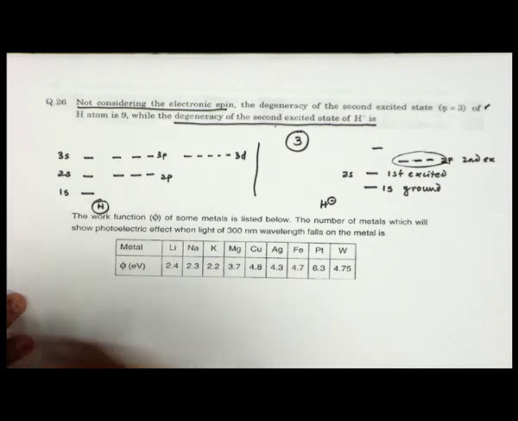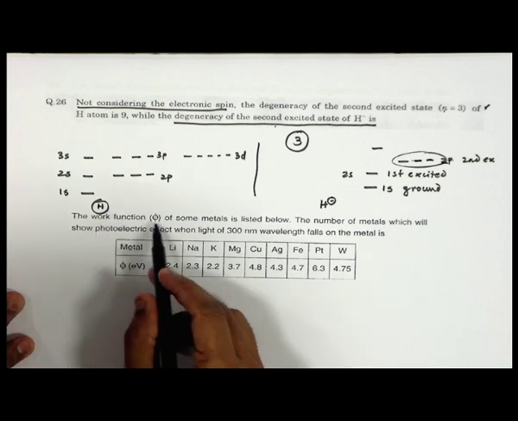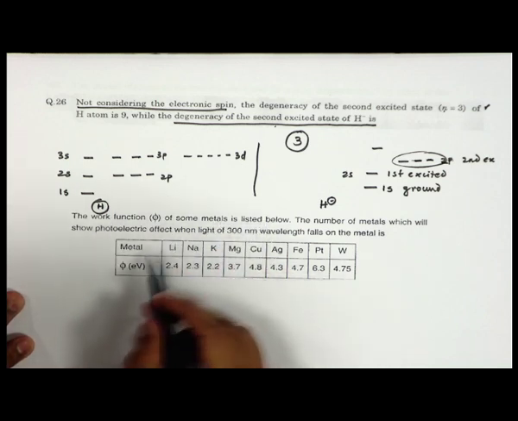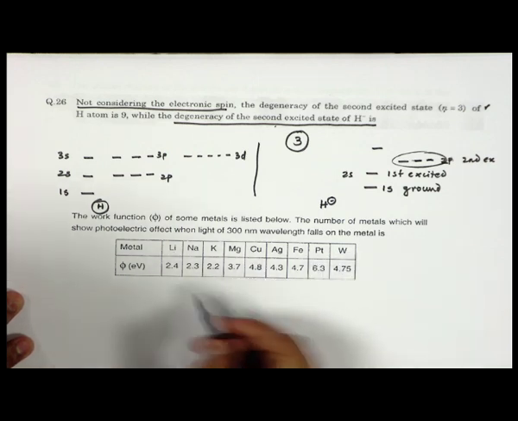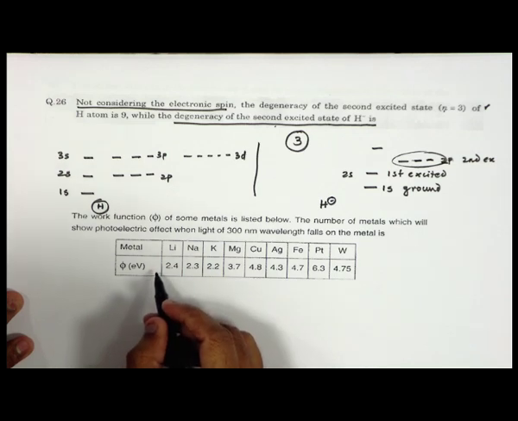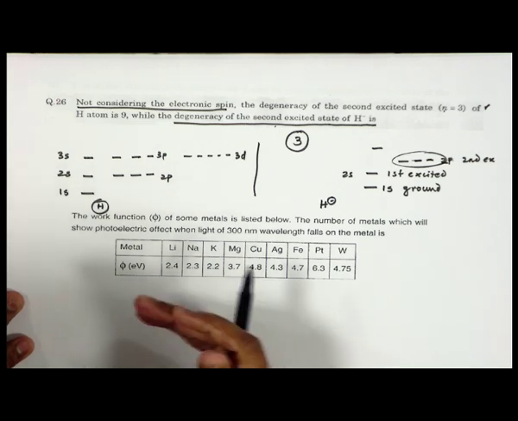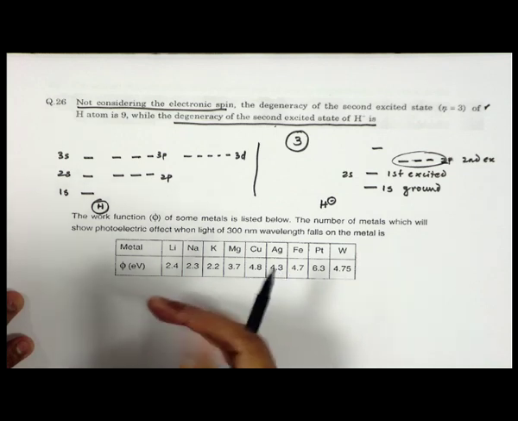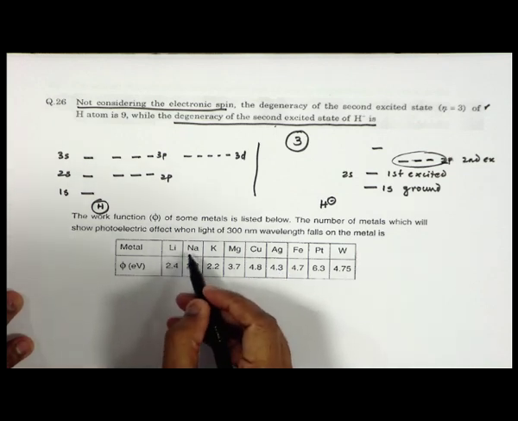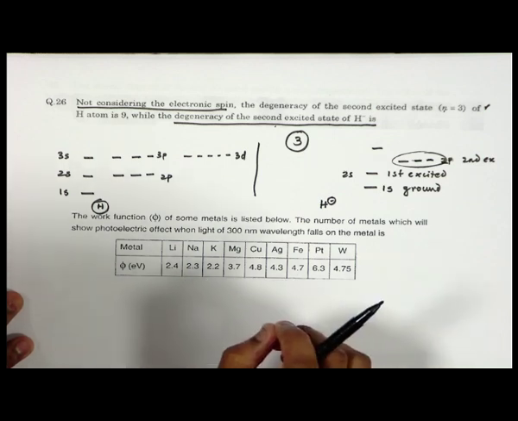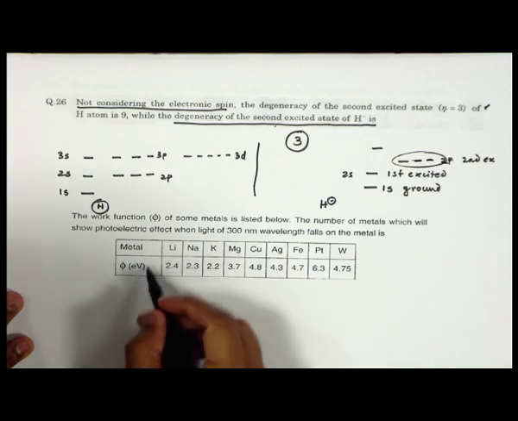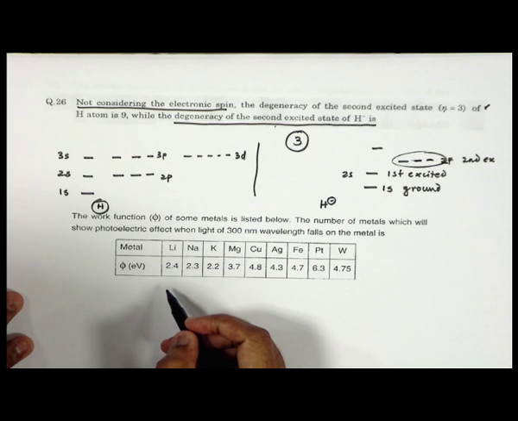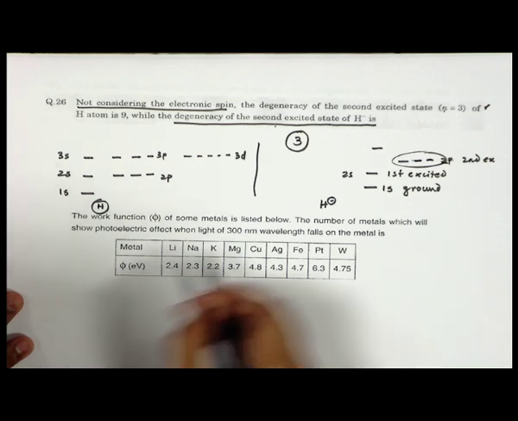The next question is from the photoelectric effect. It says that the work function of some metals is listed below: lithium, sodium, potassium and others. Their work function, if you remember, indicates the minimum amount of energy that you must supply to the metal before you can take out its electron. So, this essentially indicates the binding energy of the electron to that metal.